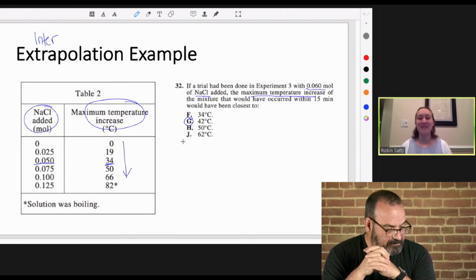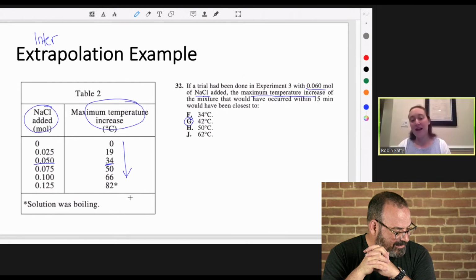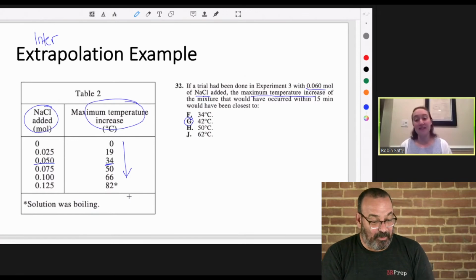I was going to call you out on that. You caught it. Yeah, so that's why they're not asking an extrapolation question here. Something can't get hotter than boiling. But even that is more advanced science than you're going to see on the SAT.